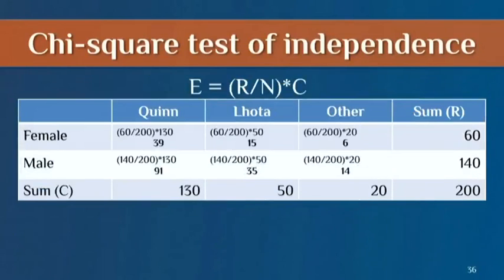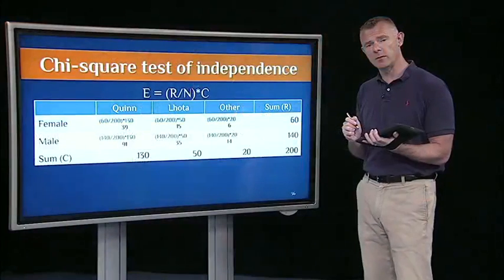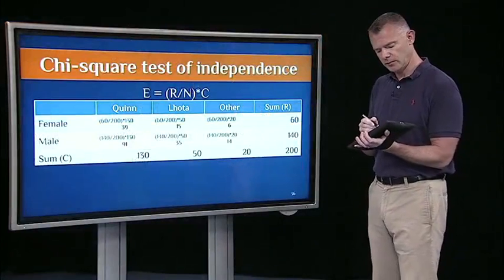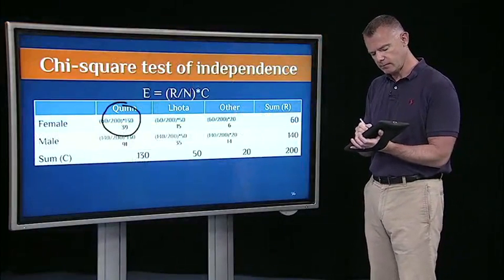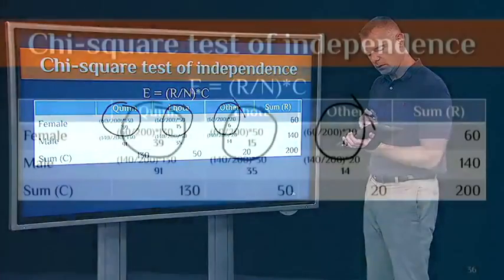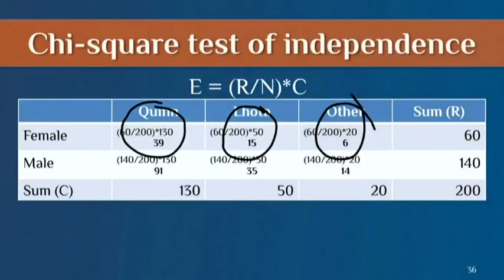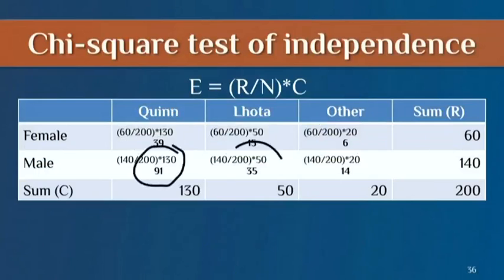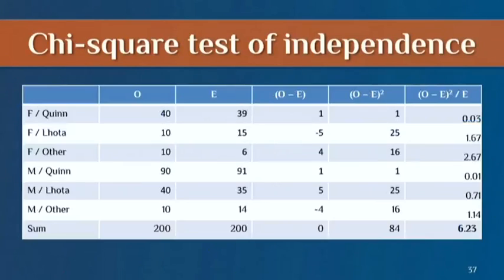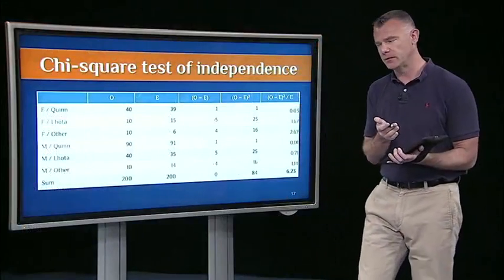So I can do my expected frequency counts. It's just the total number of people in a row over the total number of people, times the total number of people in a column. So I've done that for each cell. If you look across the first row, I get 39, 15, and 6. You look across the second row, we get 91, 35, and 14. So now I'm ready to do my calculations just like we did in the last segment for goodness of fit.